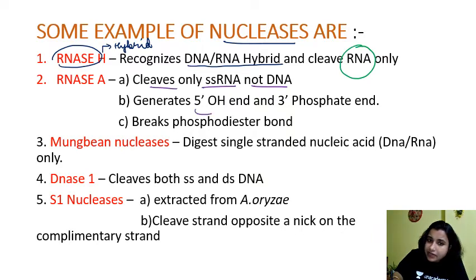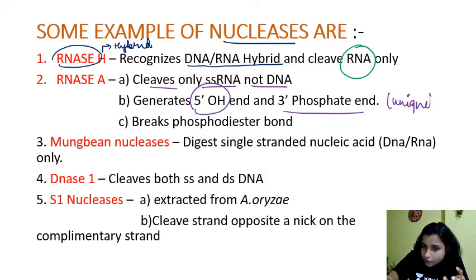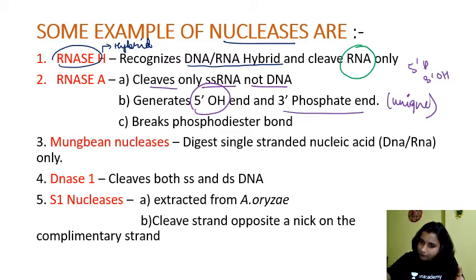What does it generate? It generates a 5' hydroxyl and 3' phosphate end. So once RNase A cleaves single-stranded RNA, it generates a 5' hydroxyl and 3' phosphate end. Normally, see, this is a very unique property. Why unique? Because normally there is a 5' phosphate and 3' hydroxyl, right? But this is the only enzyme. Let me highlight it.